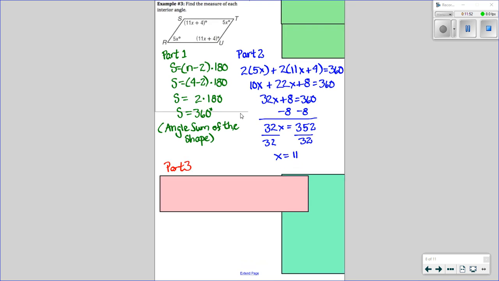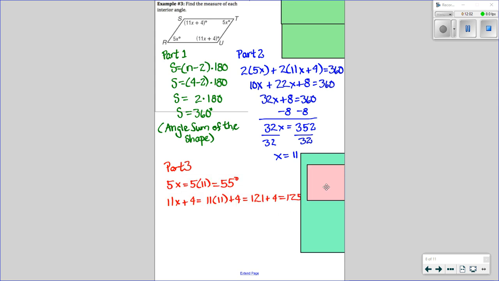But we're not done yet, because we need to take that 11 and then plug it in to whatever there's an x, because they want us to find the measure. So you take that 11, plug it into 5x, get 55, and then we plug it into 11x plus 4, and then we get 125. So that means angle R and T are 55, and then angle S and U are 125.